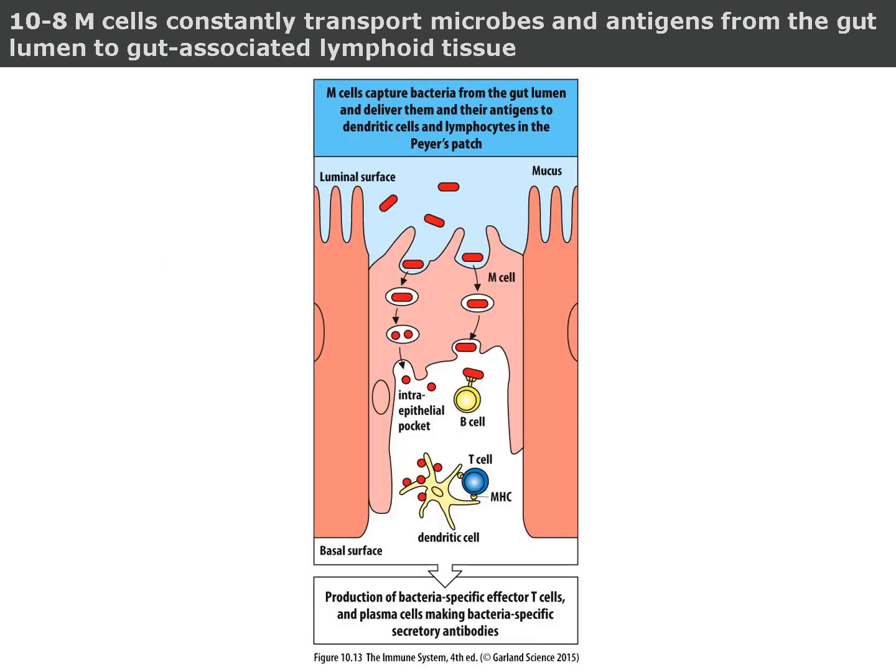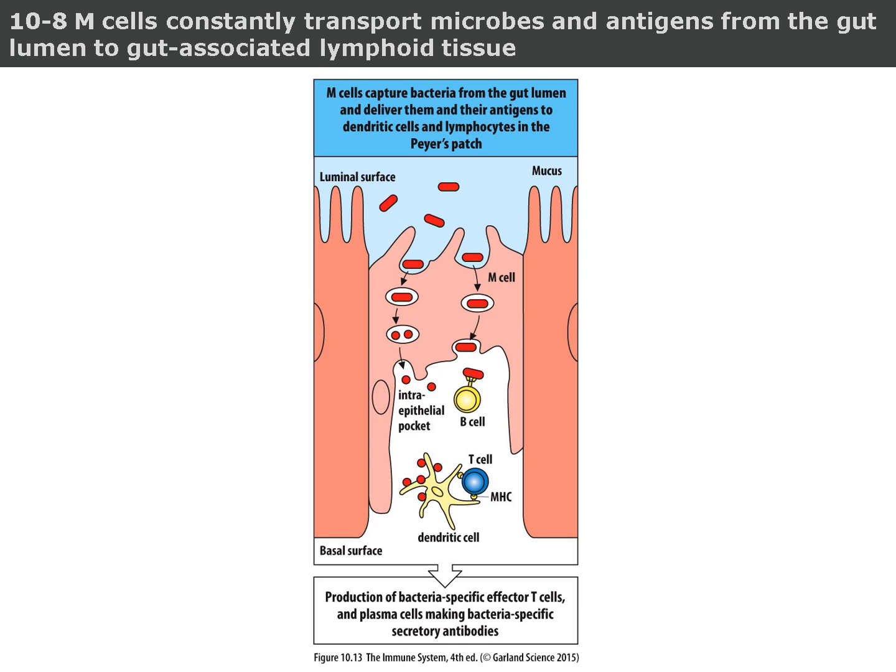This diagram illustrates the specialized function of M cells in the intestinal epithelium. Located within the follicle-associated epithelium overlying Peyer's patches, M cells are designed to sample antigens from the gut lumen. As shown, microbes and other particulate antigens from the lumen are taken up by M cells through transcytosis. These antigens are then delivered to immune cells within the intraepithelial pocket, including B cells, T cells, and dendritic cells. Dendritic cells capture and present the antigens using MHC molecules to activate T cells.